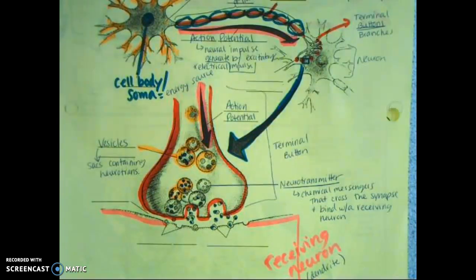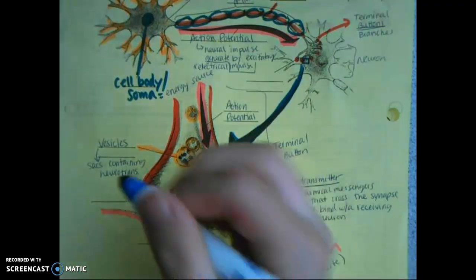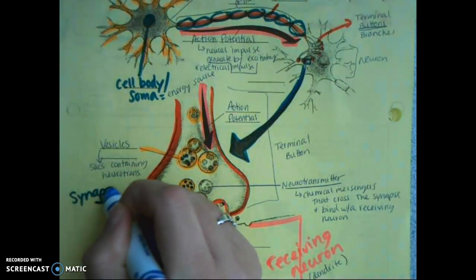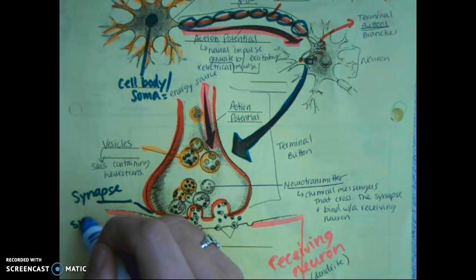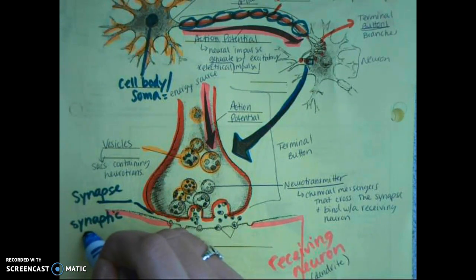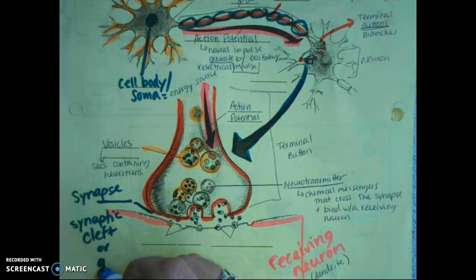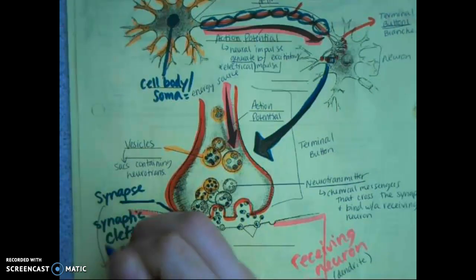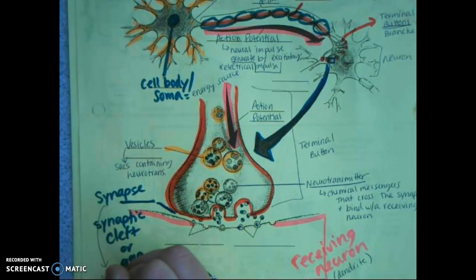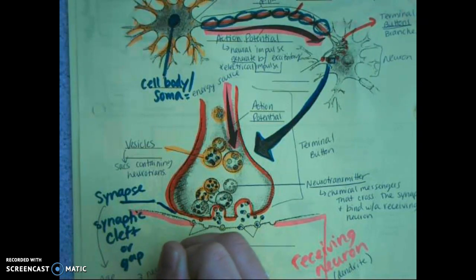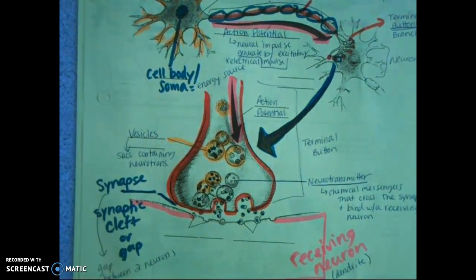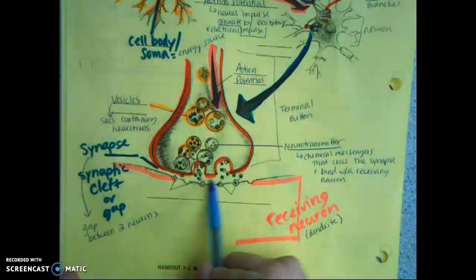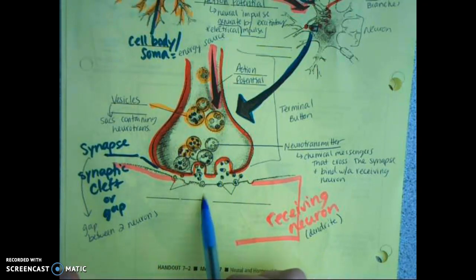And this gap, which is meant to be shown right here, we'll do it right here. This is the gap. It's called the synapse. You see it as synapse, sometimes you see it as synaptic cleft or synaptic gap. It's all the same thing. Okay? And a synapse is simply put a gap between two neurons. Two neurons are never supposed to touch. Okay? So the synapse would be the gap between two neurons. This little gap, it's very small, between the sending neuron and the receiving neuron.